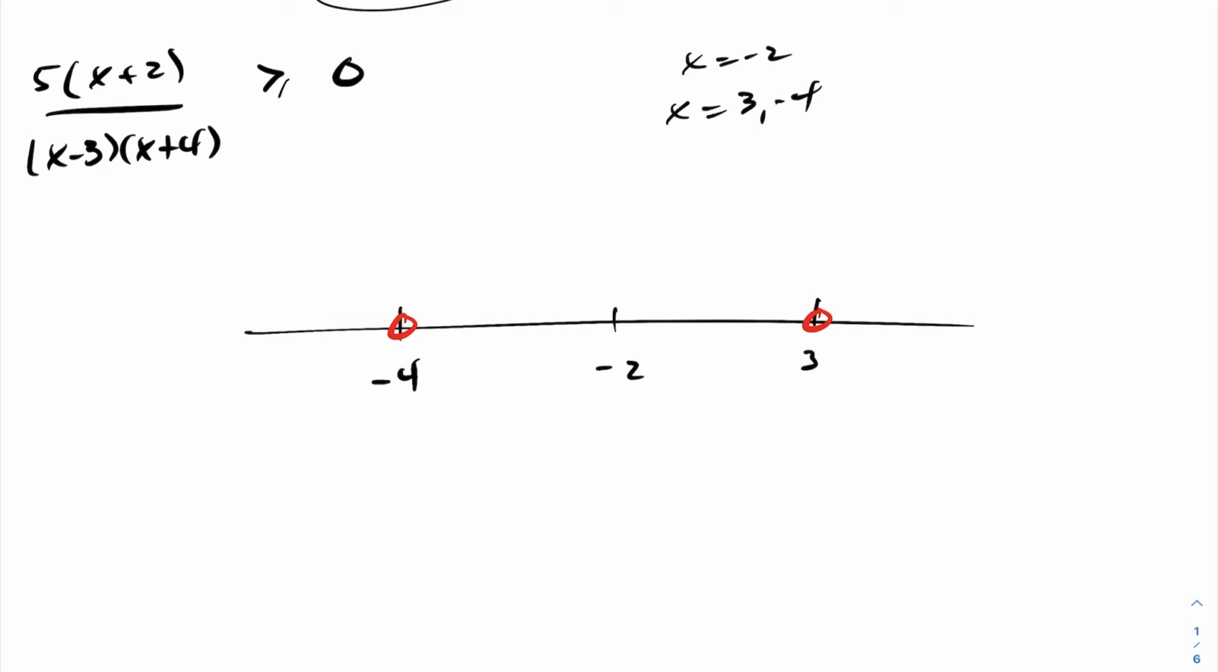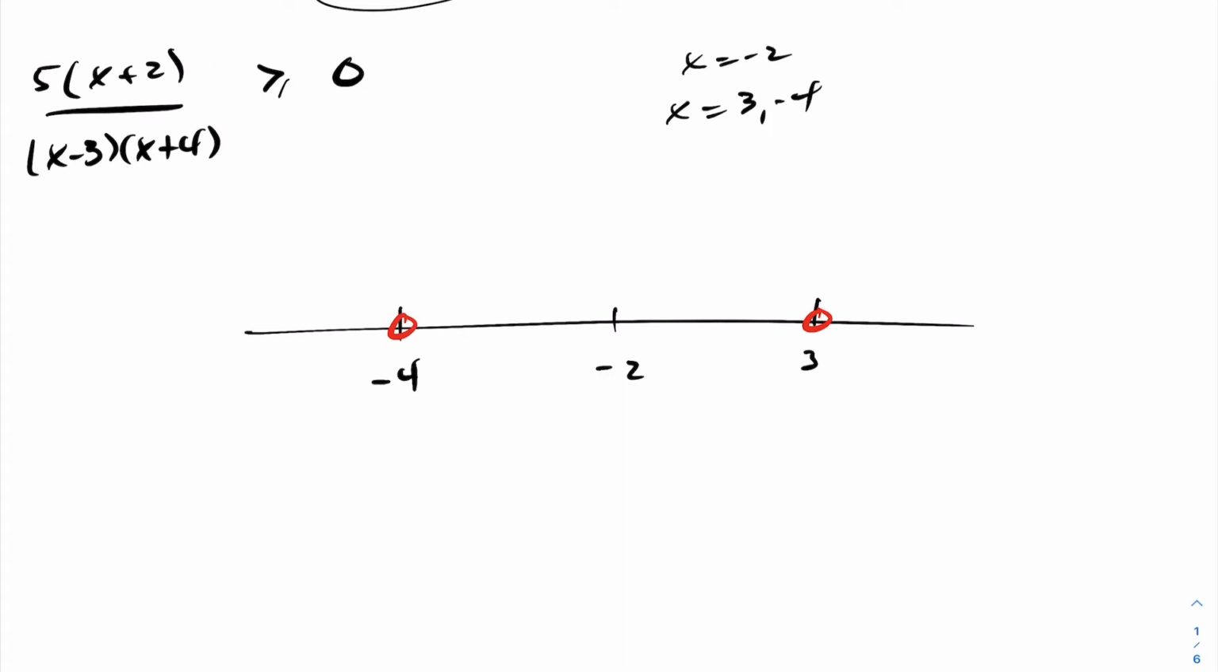I've also put an open circle on those to remind myself that the expression we're looking at here is undefined at -4 and 3. And then we have a root of our rational function at -2. Now what we want to do is pick a number in this interval, so pick a number larger than 3, and we substitute that into the expression.